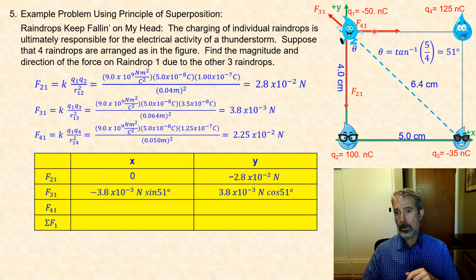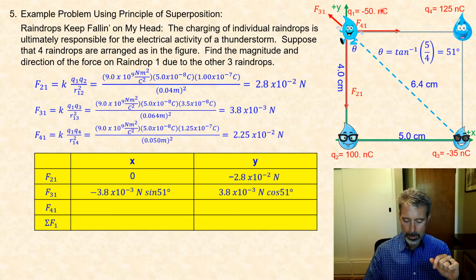Had I found this other angle here, phi, then we could have expressed the x component as a cosine and the y component as a sine. It doesn't matter. All I'm saying is just be careful. In physics, you cannot always assume that x is cosine and y is sine, like you do when you use your unit circle in a trigonometry class.